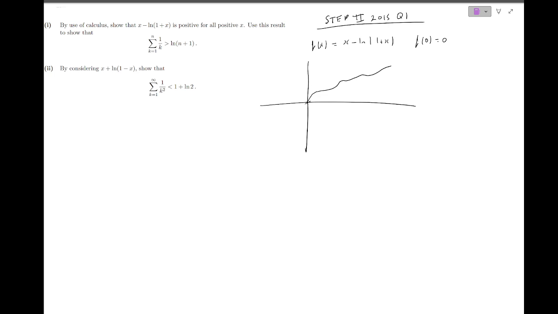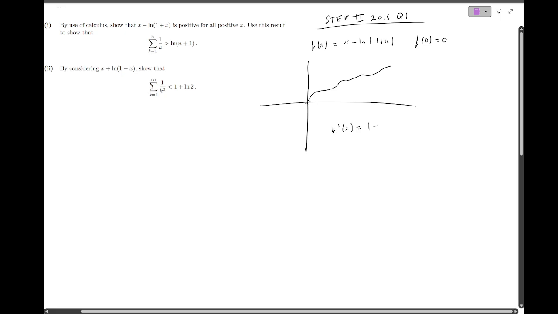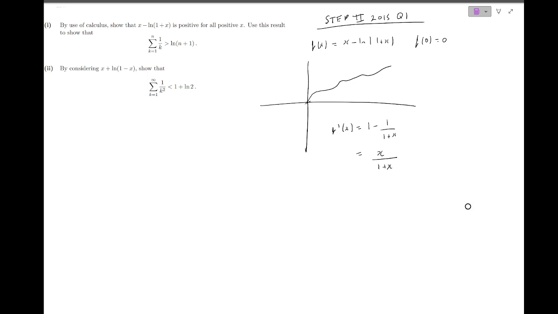So now that we've evaluated that f of 0 is 0, we just need to show that the function is increasing in our domain. So f dash of x here is just equal to 1 minus 1 over 1 plus x, which when you expand it becomes x over 1 plus x. Now, obviously, for x greater than 0, this is greater than 0, so our function is increasing from the origin, and therefore f of x will be increasing.